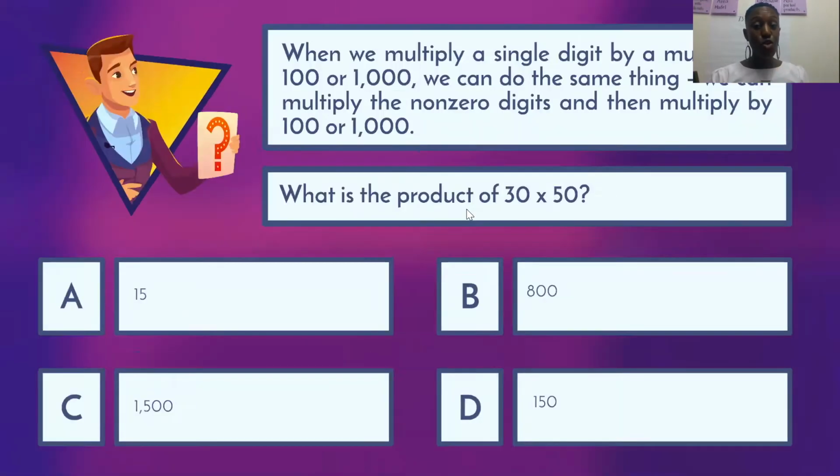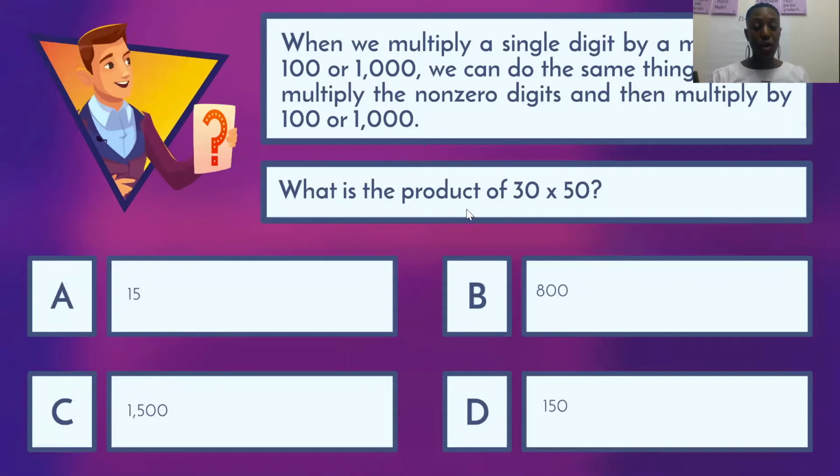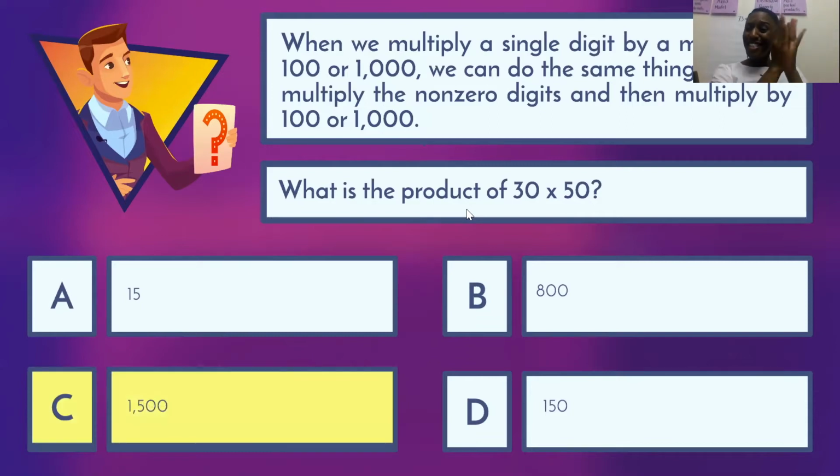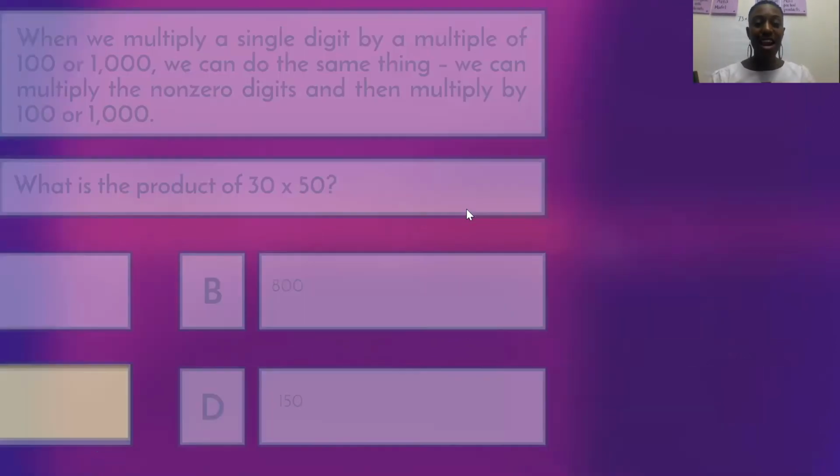Let's see if you can rock this next example out. 30 times 50. What is the product of 30 times 50? Start with your eliminations. Now move on to multiplying your non-zero digits. Now multiply. And what did you get? I agree. Good job. All right, our next one.